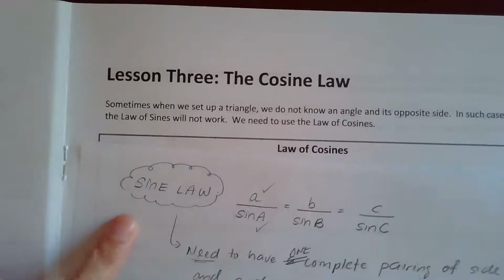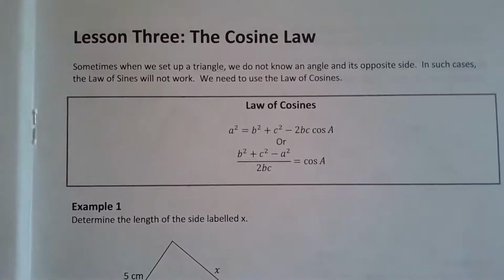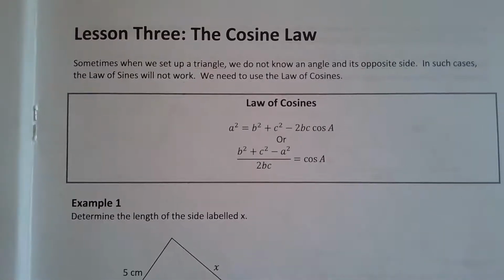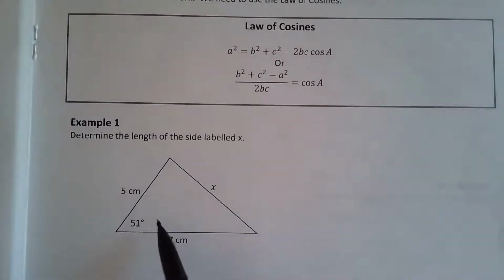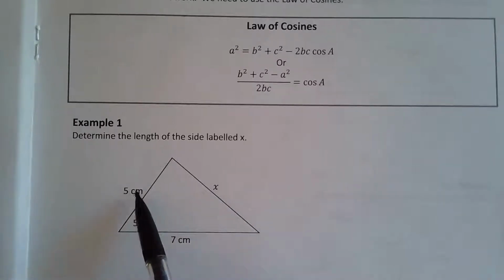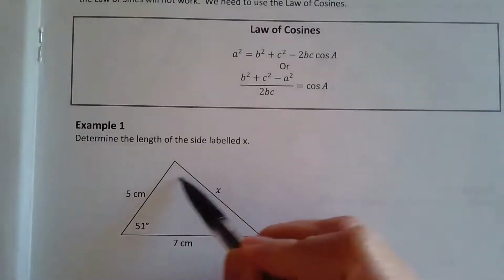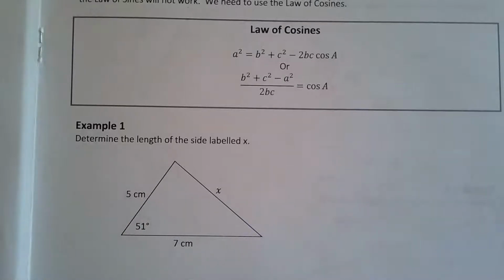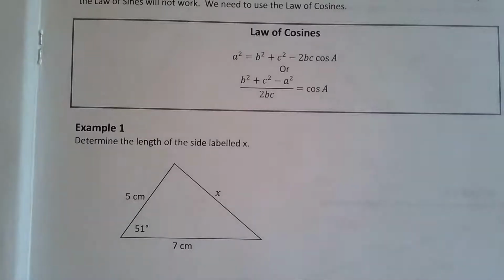Now, we're going to take a look at some examples. In example number 1, you're going to see that there is no complete ratio. We've got an angle here, but no side. We've got a side here, but no matching angle. And then you've got a side here and again no matching angle. So sine law won't work. There has to be another one that will work.